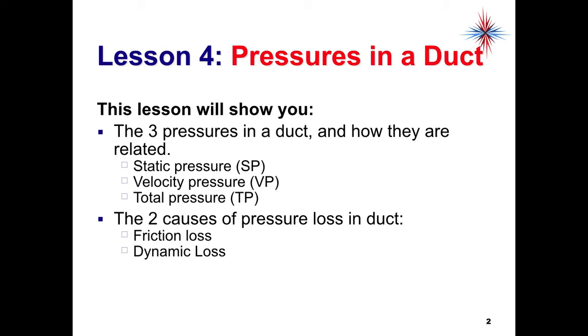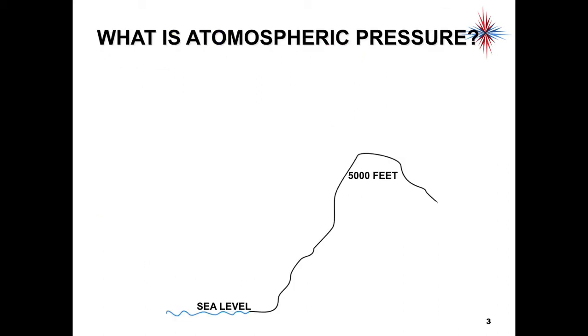So let's first talk a little bit about atmospheric pressure. Okay, we have a pressure at sea level. Okay, that's basic atmospheric pressure. Okay, then up into the mountains, closer to 5,000 feet, has a different pressure. So atmospheric pressure is the weight of the air above us. Okay, how much weight does the air have? And yes, air has weight.